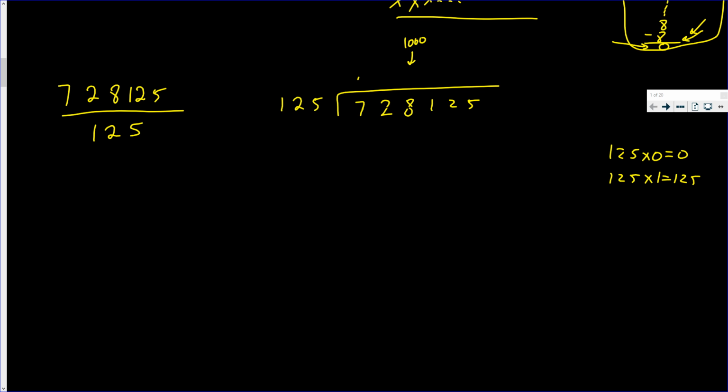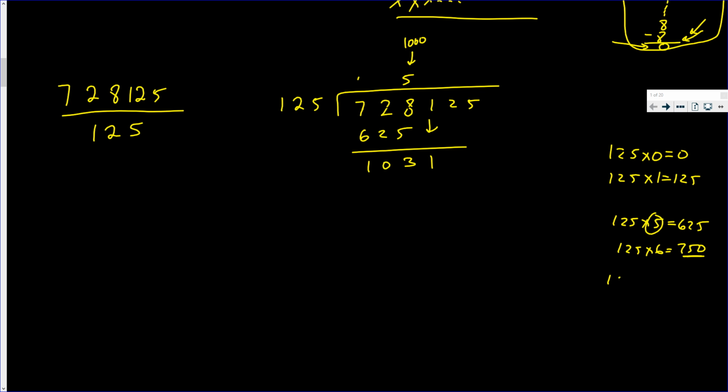Okay. So 125 times 5 is 625, I guess. 125 times 6 is 750. That's too much. So it goes in 5 times. So right now, I am taking away 625 thousands. And I'm left with 103. Bring down the 1.